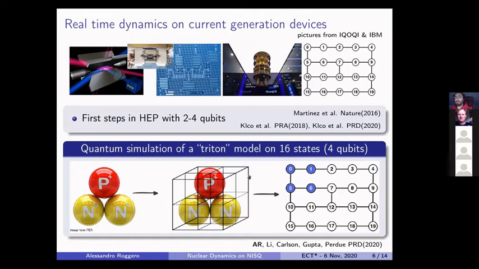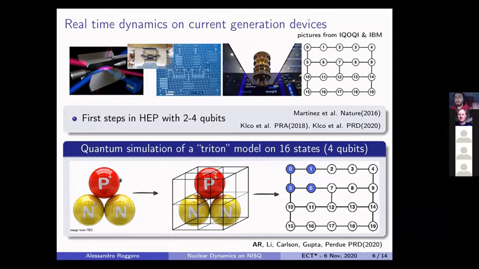Okay, and the first steps in this direction were done more on the high energy physics side. So for instance, these calculations here were trying to do real-time dynamics of field theories, both abelian U(1) and also, in Natalie's paper, SU(2), a non-abelian theory, with relatively small size machines. Okay. At lower energy, in this effective field theory kind of framework, last year we worked on trying to look at the real-time dynamics of a very, very simple triton model.